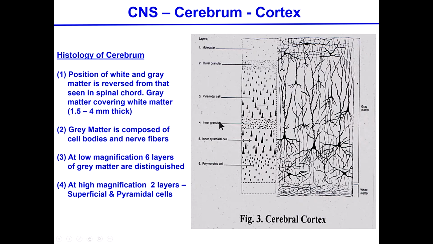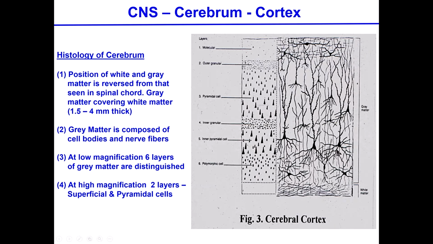It is composed of cell bodies and nerve fibers. And at low magnification you can distinguish 6 different layers. They receive different names: the molecular, the outer granular layer, the pyramidal cells, the inner granular, the inner pyramidal cells, and the polymorphic cells. But at high magnification, you can basically see 2 layers, which are called the superficial, which is the main top, and the pyramidal layer, where most of these large cell bodies are located.